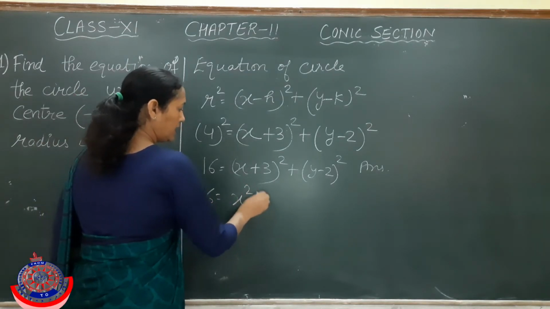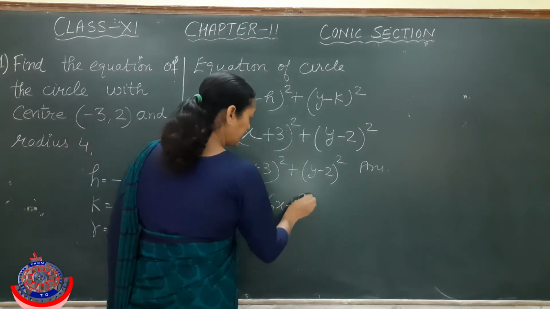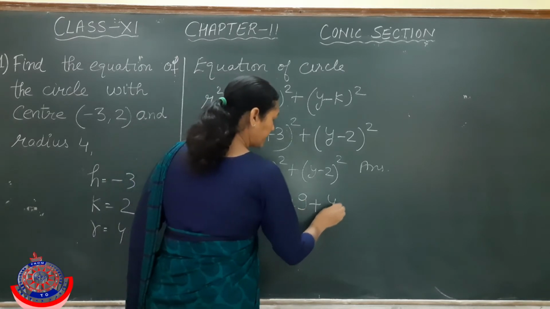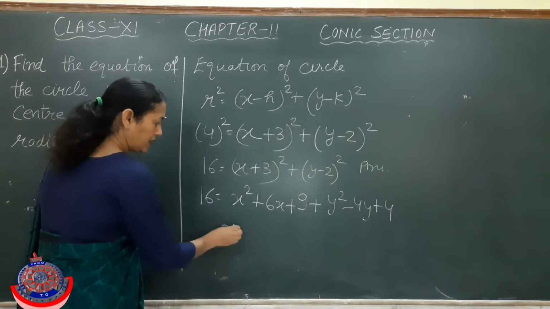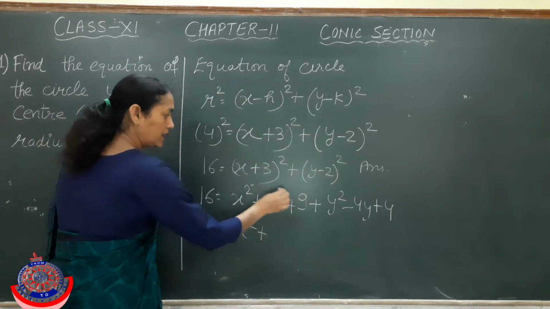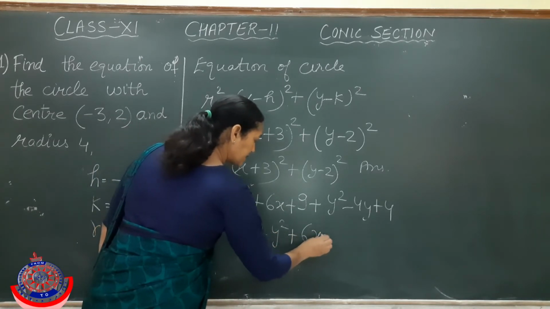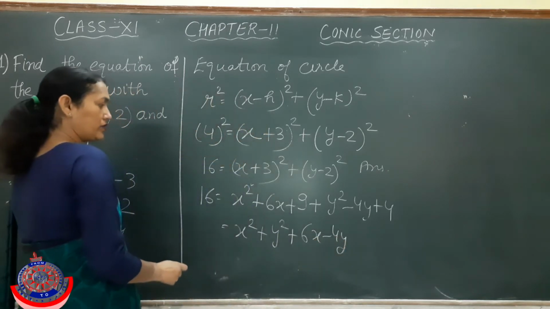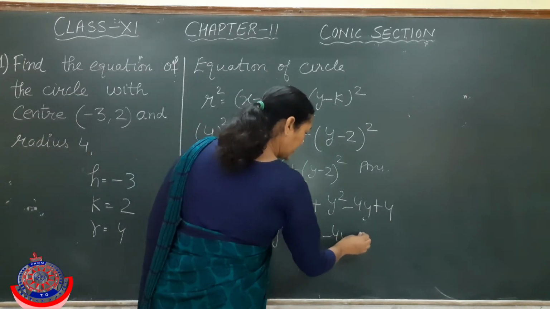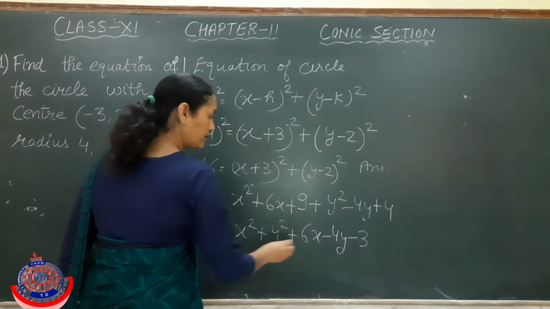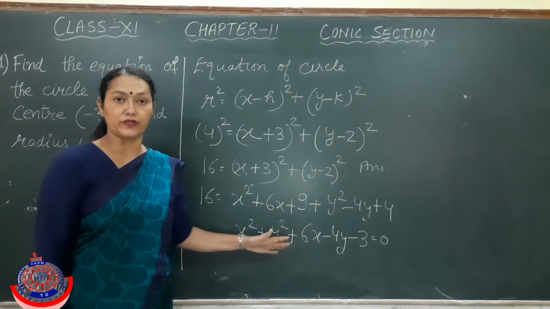x square, using (a plus b) square, a square plus 2ab will be 6x plus b square will give 9. Then y square minus 4y plus 4. x square plus y square plus 6x minus 4y, now this 4, 9 and 4, 13 and minus 16, minus 3 is equal to 0. This is another form of the equation of the circle.